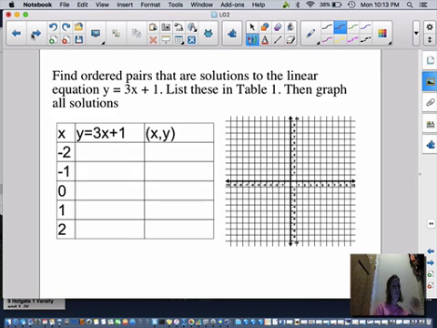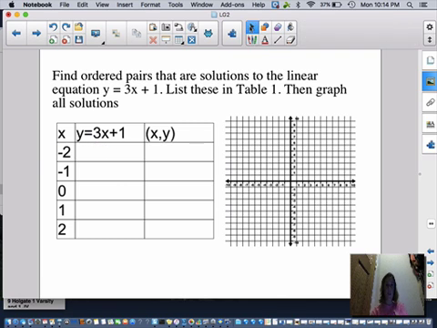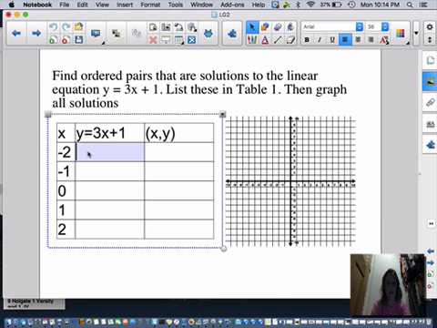All right, now the second part of this learning target is to create a table to graph. So to find ordered pairs that are solutions to the linear equation y equals 3x plus 1, list these in table 1. So what we're going to be doing here, we're actually going to be substituting these numbers that I have in the table in for x to solve for y, and then we're going to plot the points. Okay, so I have y equals 3 times, I'm going to substitute negative 2 in, plus 1.